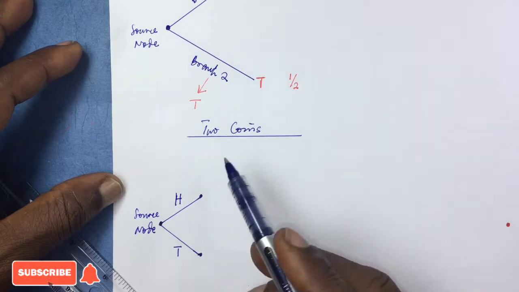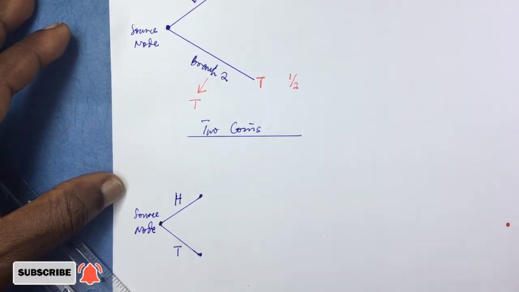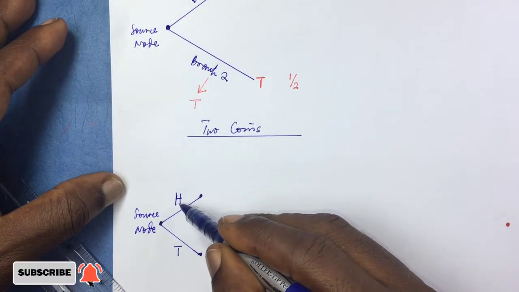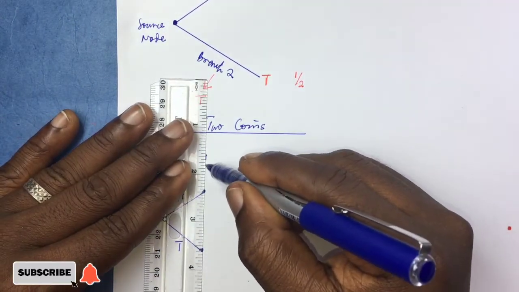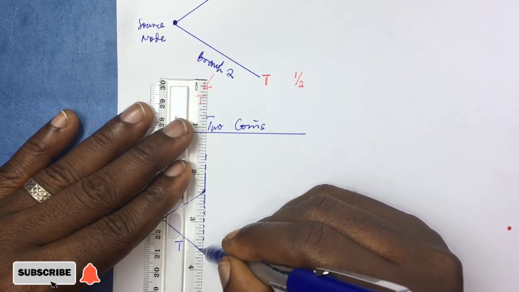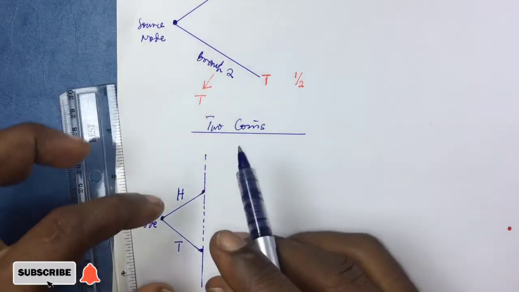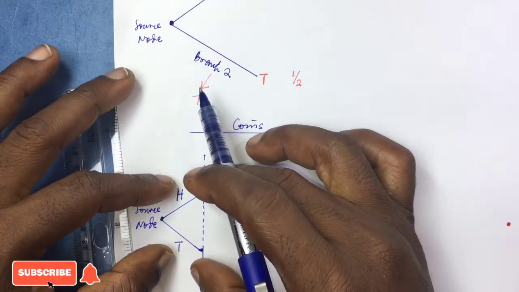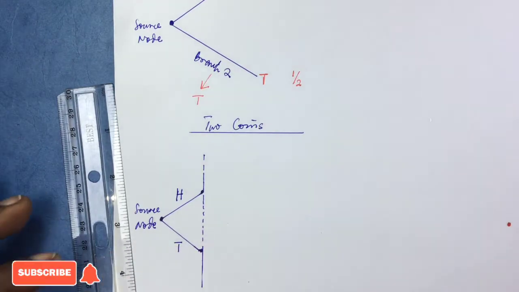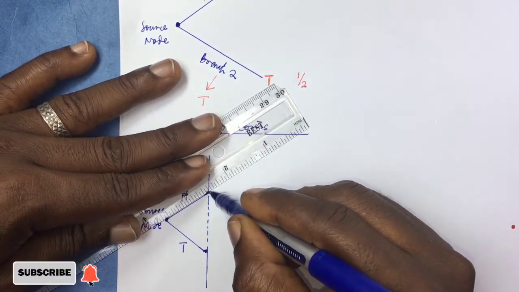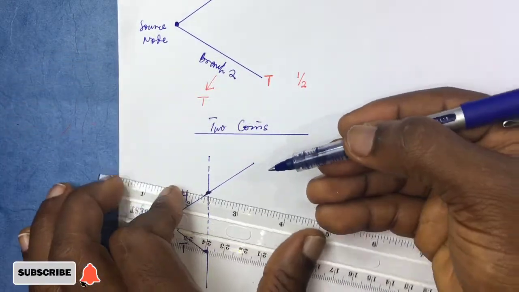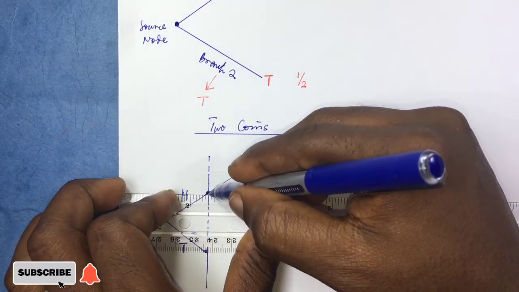Now take note, in the tossing of two fair coins once, you don't just have a head and a tail showing up. You will take this as a stage. This first stage can be considered as one of the coins. Now from this node here, this endpoint here, would emanate two more branches.